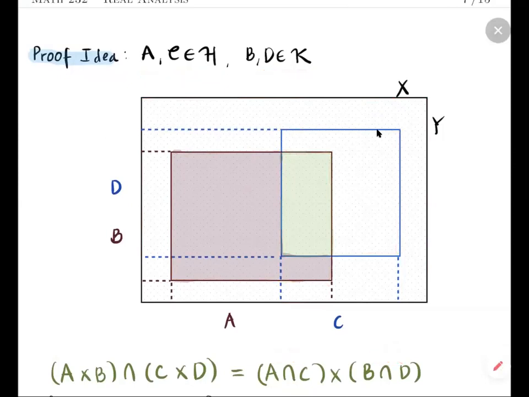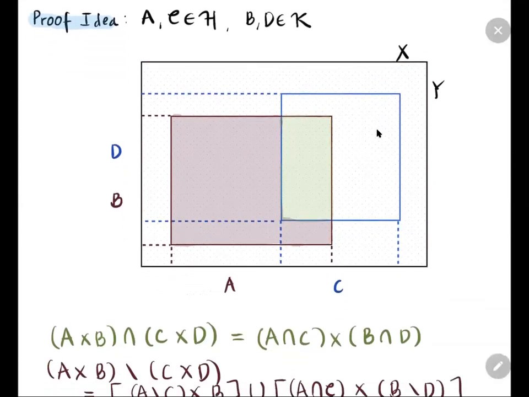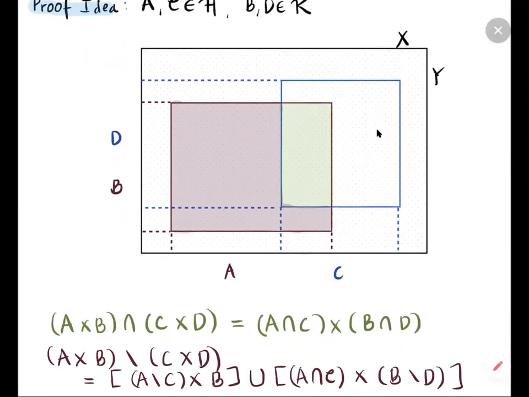Therefore, that is the second condition, SR2, in the definition of a semiring. For SR3, we need to cleverly write the set difference of these two rectangles, A cross B and C cross D, as a union of two disjoint rectangles.